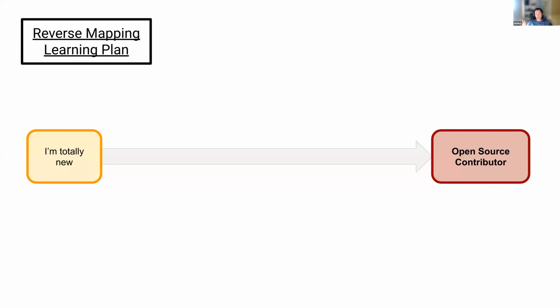I'm totally new and I want to become an open source contributor. The method that I suggest you learn from here is reverse mapping of your learning: how you build a reverse path from where you want to be to the place where you are right now. It's a subset of mind mapping techniques. What you do is you take the place where you want to be, and then you start building what it would mean to be there.